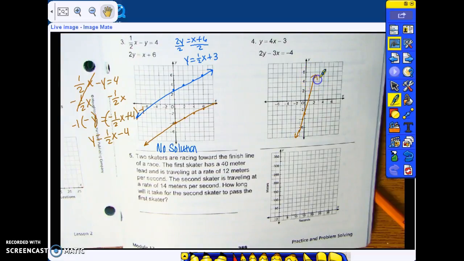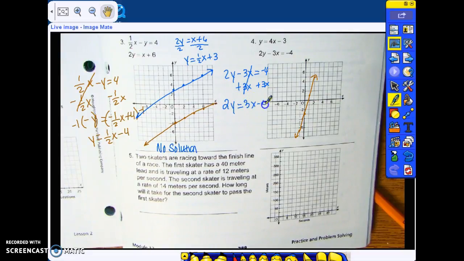For the next equation, I'm not in slope-intercept form, so I have to get y by itself. I'm going to add 3x to both sides so that this -3x cancels out and leaves me with 2y. I cannot combine -4 plus 3x, so I'm just going to write them right beside each other. I have to get rid of this 2 by doing the inverse operation, which means I'm going to divide by 2 on both sides. Y equals 3/2 x minus 2.